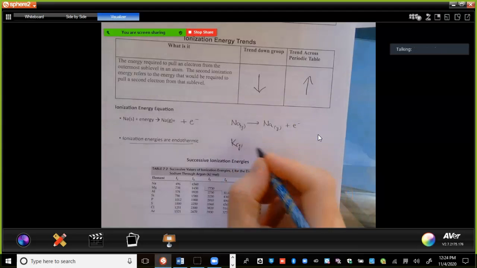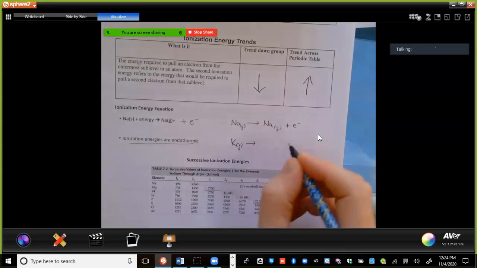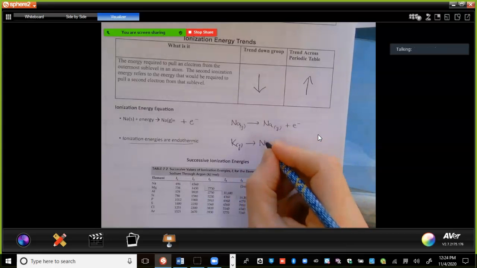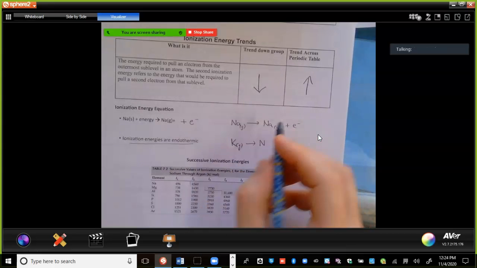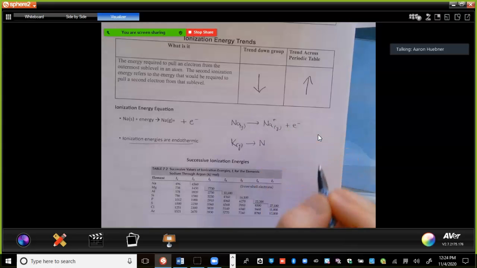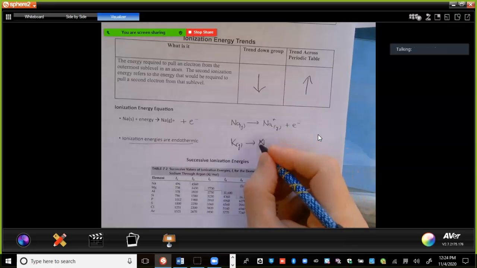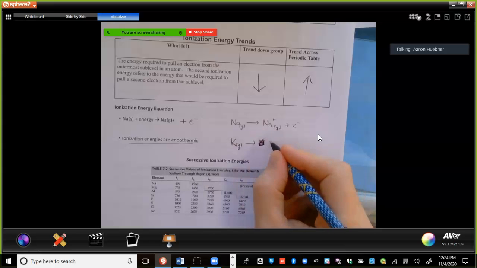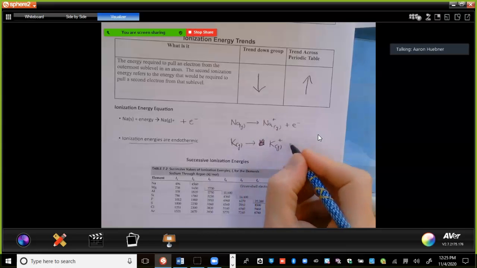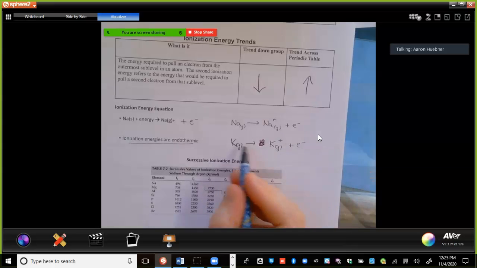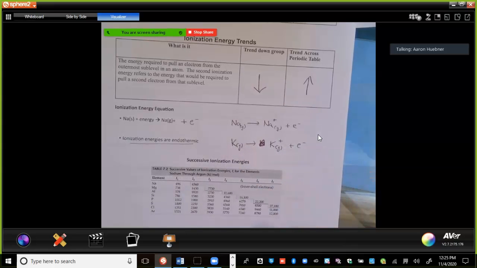All right, so if you had gaseous potassium, sorry, we forgot the charge here. It should be positive. It's not turning into sodium, it's going to turn into potassium. And it's losing an electron. It's an endothermic process; you have to input energy.